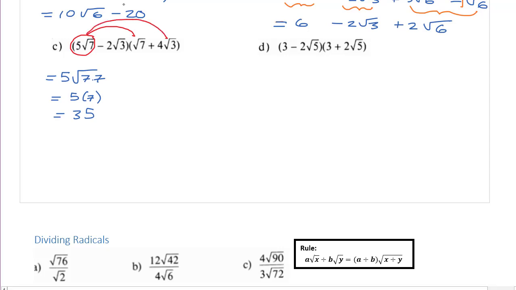All right, let's go to the next one. 5 root 7 times 4 root 3. Well, 5 times 4 is 20. 7 and 3 are both prime numbers. I can't break them down anymore, so I'm just going to multiply them and make them 21.